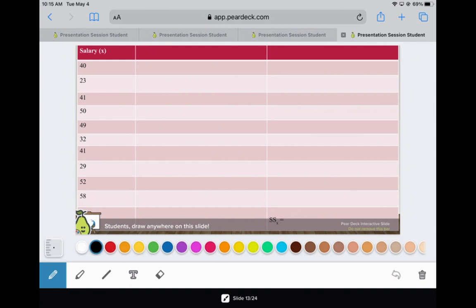So step number 1, can someone tell me what is step number 1 when we calculate standard deviation? What's step 1? What do I do first? Find the mean, the average. That is correct.